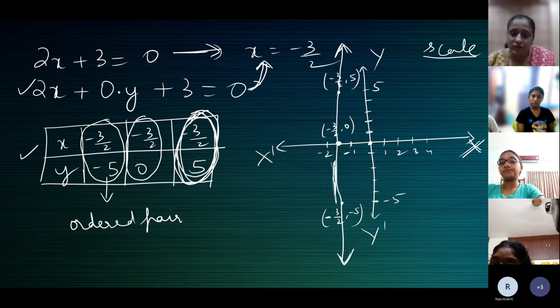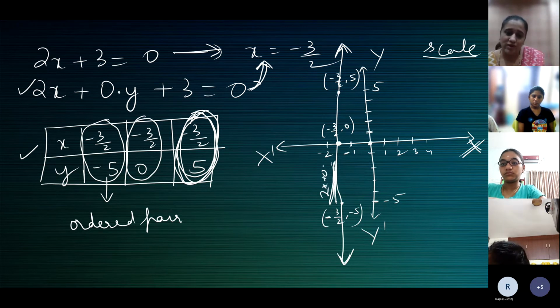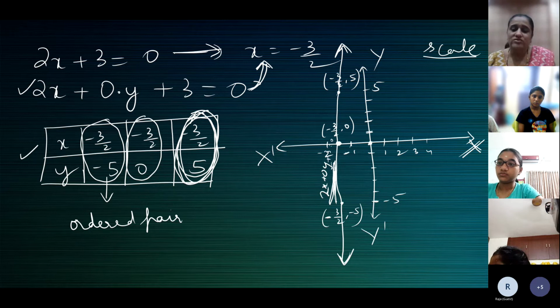And then writing the equation on the line here. Okay, I'm not able to write it like this, 2x plus 0y. Okay, I hope you all understand. Plus 3 is equal to 0, like this. So like this, you must write the equation on that line.